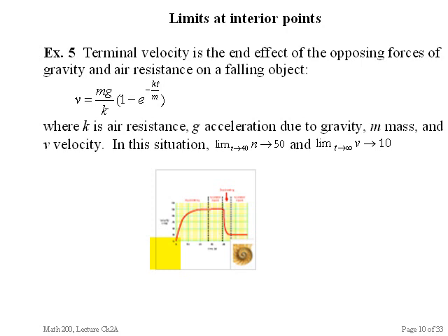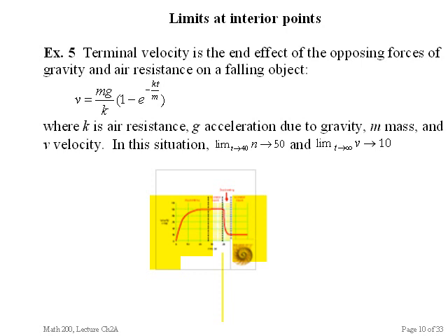as they're falling, they don't have the parachute out for the first, 40 seconds, I guess. So they're approaching a terminal velocity here of 50. So this is a limit at an interior point. They're approaching this terminal velocity at 50. After they deploy their parachute, things change and they approach a terminal velocity of 10. So taking that limit in the middle is taking the limit at an interior point.